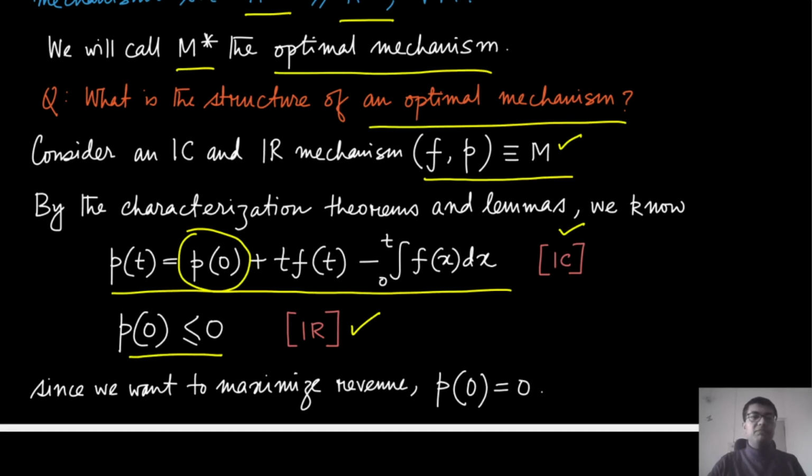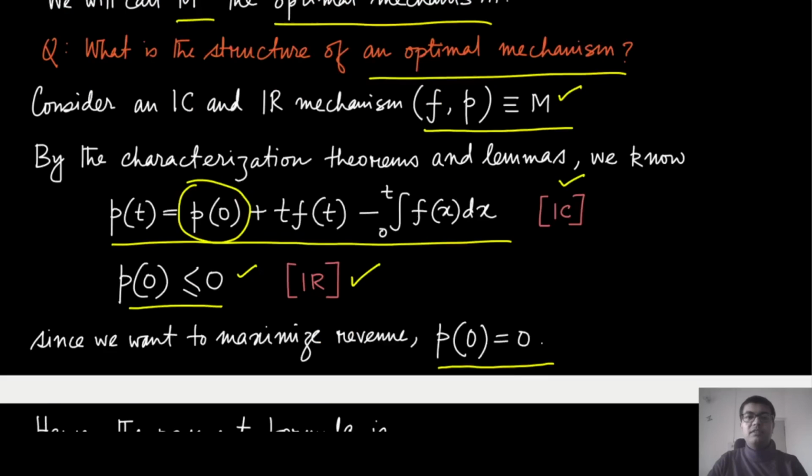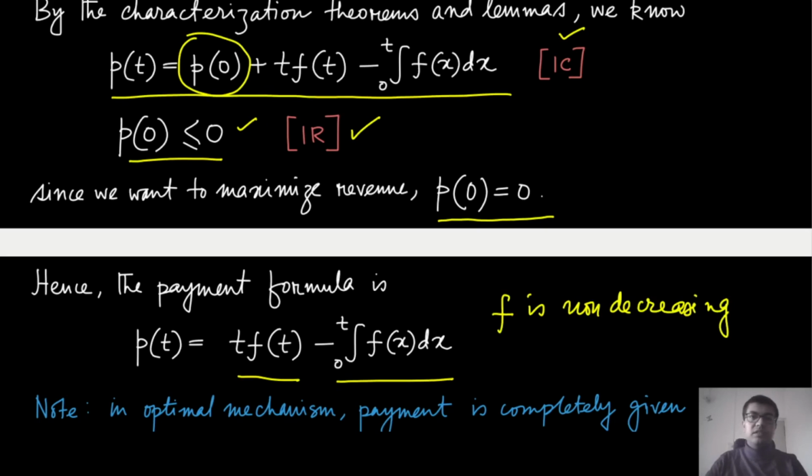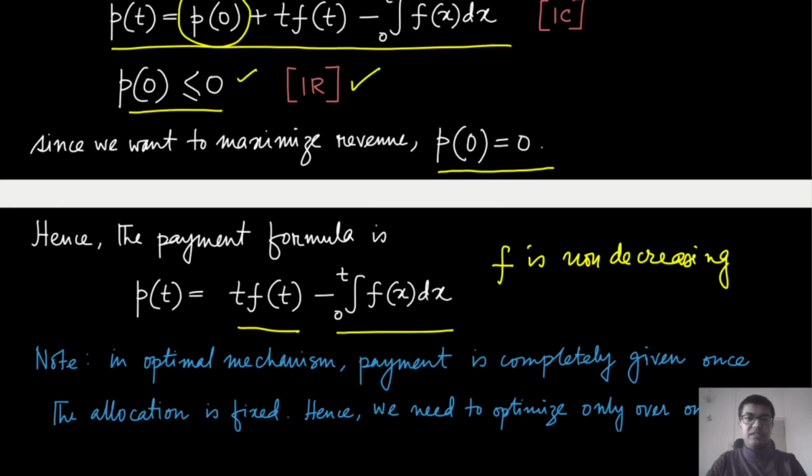Since we want to maximize the total revenue, we don't really want to have a smaller payment, and it cannot be more than 0. So we are always going to assume that P0 is always 0. That simplifies the payment expression even further. Now we don't even have that constant term anymore. We have t f(t) minus the integral from 0 to t of f(x) dx. And we also know that f is monotone non-decreasing. So these are the results that we know from the characterization result.